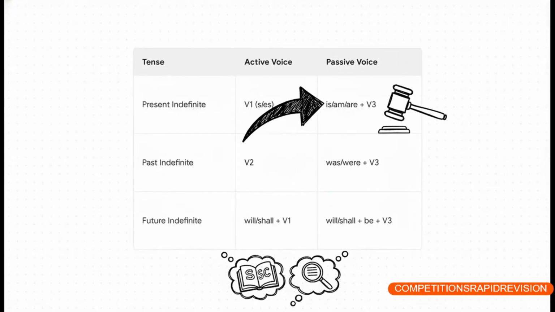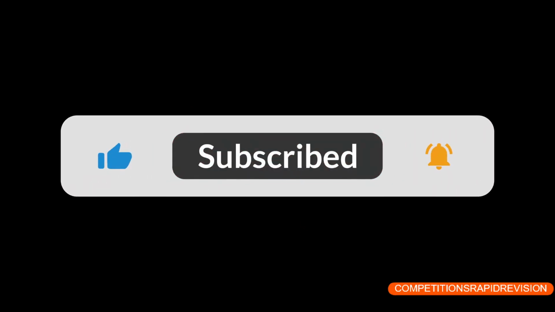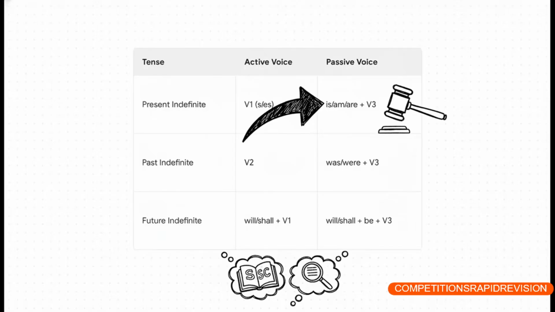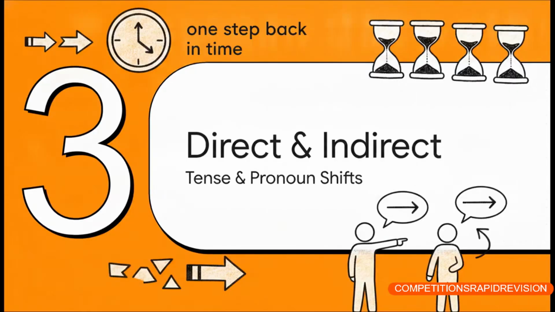Okay, let's look at tenses. Remember, the core tense stays the same. It's just the helping verbs that change. If the active voice is present indefinite, meaning V1, then the passive becomes is, am, or are plus V3. If it's past indefinite, which is V2, it turns into was or were plus V3. And I want you to focus right here on this one. That V2 becoming was, were plus V3 pattern is arguably the most frequently asked pattern in the entire SSC exam. The second you see a word like wrote, you should immediately be scanning the options for was written or were written.